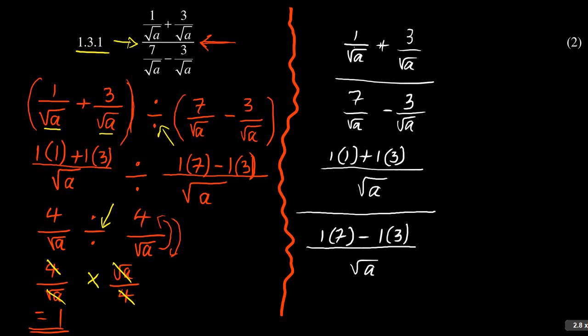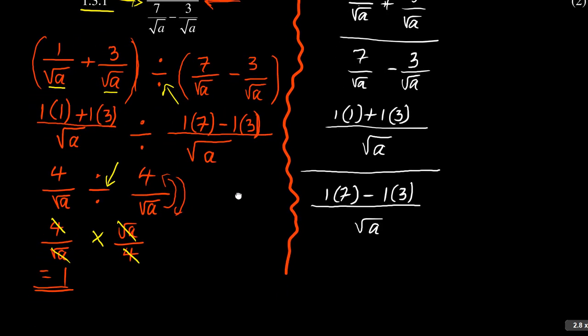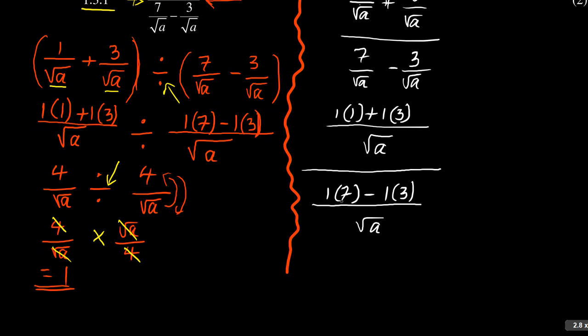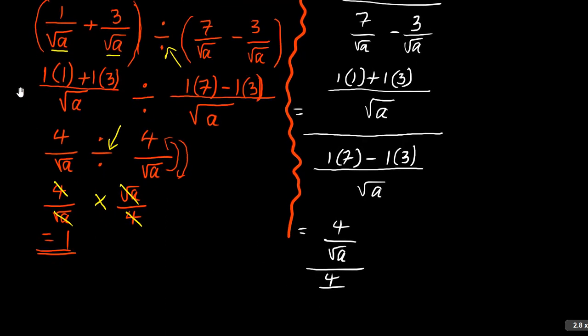So basically, you can see that as you are working with this, it's a bit long going down, but you just have to make sure that you don't confuse yourself. And then when you continue, you are going to have 1 times 1 is 1 plus 3, so you're going to have 4 over square root of a all over, again, 4 over square root of a. So that's how it's like 4 over square root of a over 4 over square root of a. Then you can cancel that. That into that is 1. So the answer becomes 1.